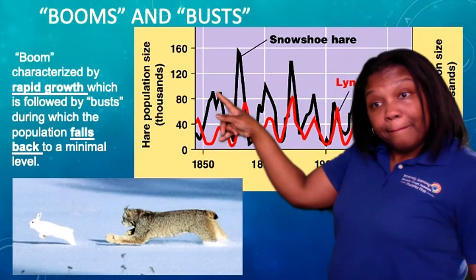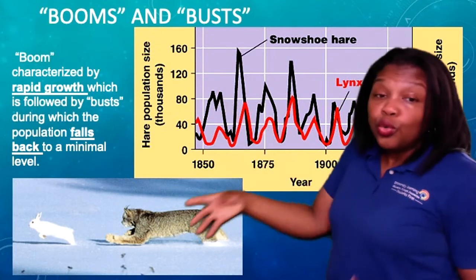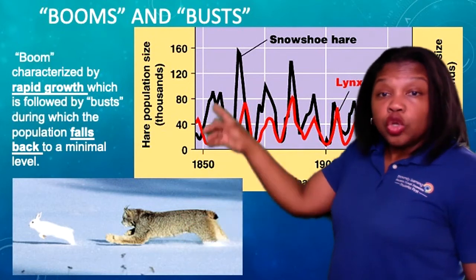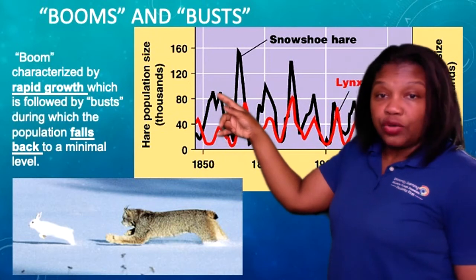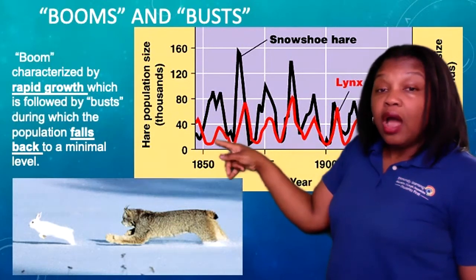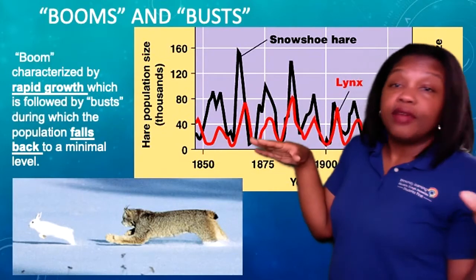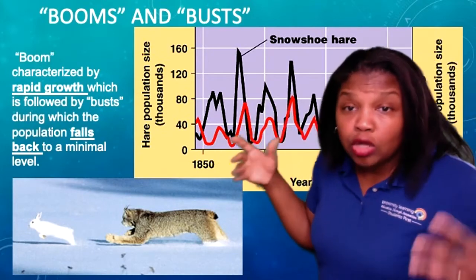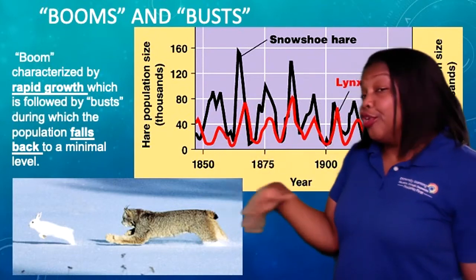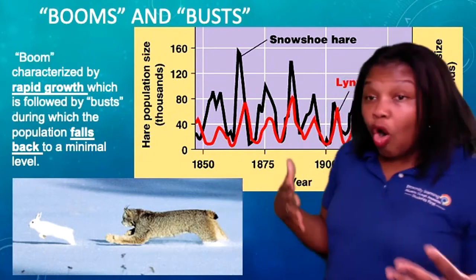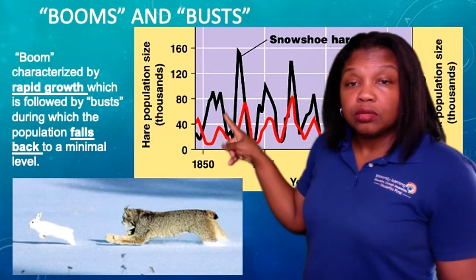They go up. But when you have more hares, that means there's more food for the lynx. So as the prey increases, now my lynx has more food. So now they're in lynx heaven, just chomping down on these hares. So their numbers go up. But what happens is, as their numbers go up and they're eating up all the bunnies, the population of the bunnies starts to go down.